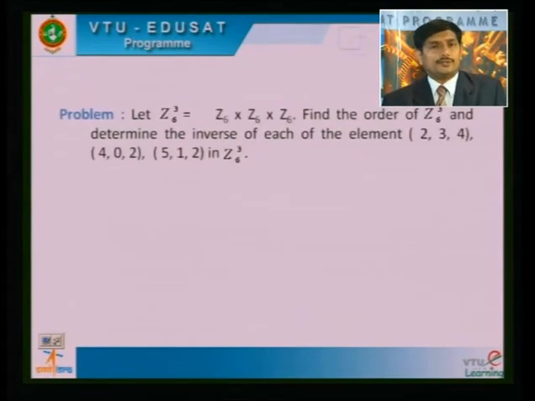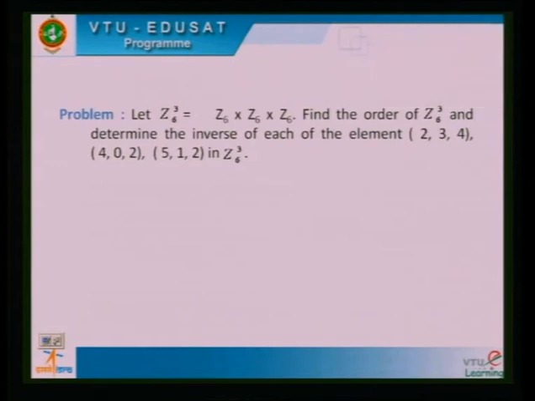Here is a related example. Let Z6 cube be Z6 × Z6 × Z6, that is, Z modulo 6 taken three times. Find the order of Z6 cube and determine the inverses of each of the elements (2, 3, 4), (0, 2, 5), and (1, 2) in Z6 cube.